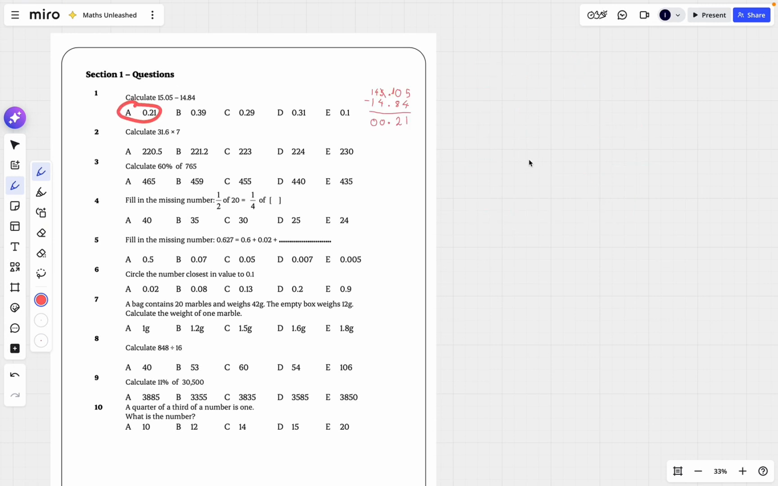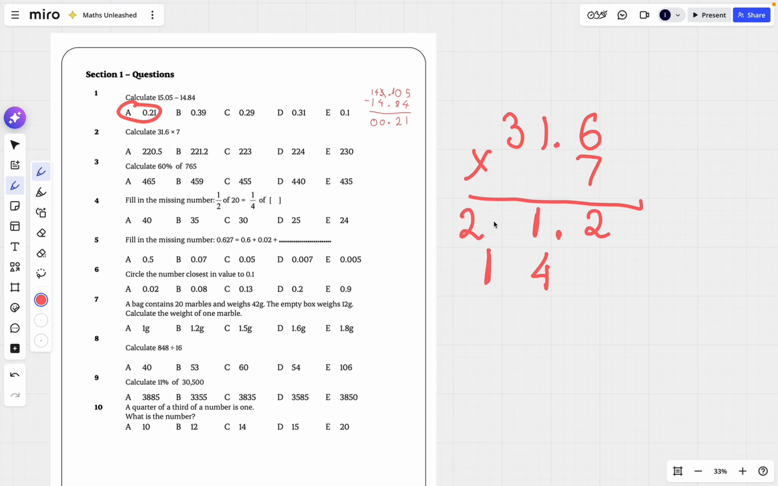Next question, calculate 31.6 times 7. Again, we'll do it the column multiplication way. 6 times 7 is 42, so we put a 2 there and a 4 here, and then we put a decimal point. 1 times 7 is 7, and we add the 4 back on because it's a carryover. So here, there's a 1 here and a 1 here. 3 times 7 is 21, and plus the 1 is 22. So it's 221.2. So the answer is B.